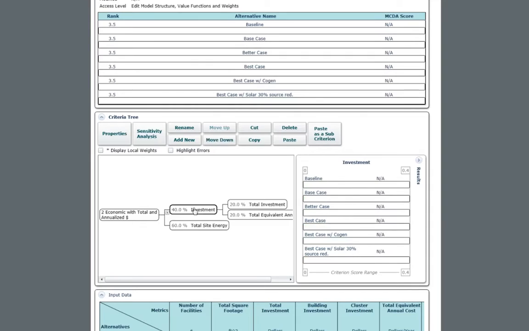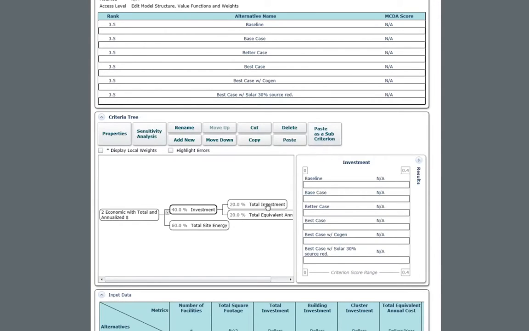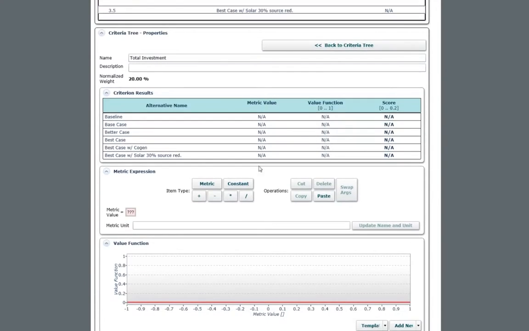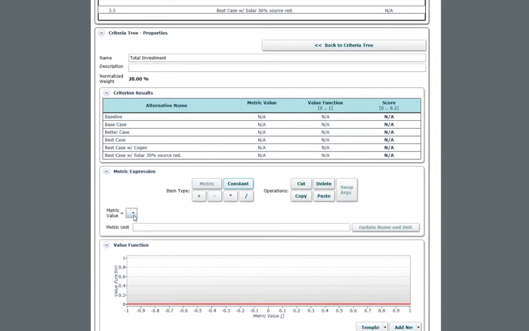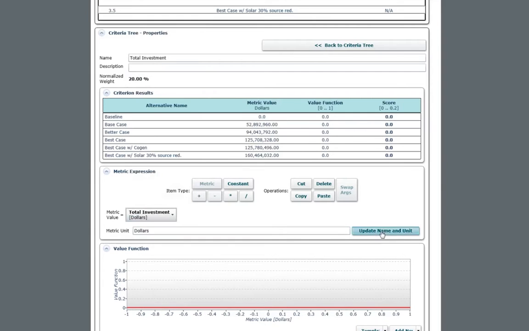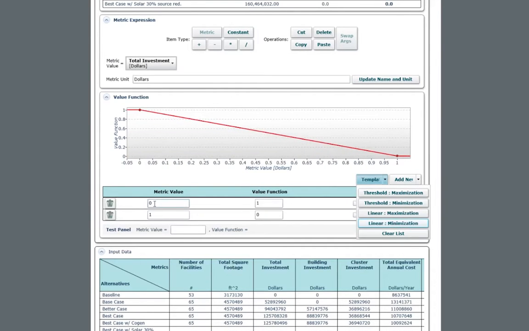Now if we click on this, once again, this just gives us our weights. Gives us our 50-50 to give us our 20-20 weight, right? It's split at 40 evenly. And then we're going to go to our total investment, which should look a lot like what we had done before. Okay, so we're going to use the metric. We're going to select that metric, which was total investment, update the units, and then come down here and put our minimize, do a linear minimization.